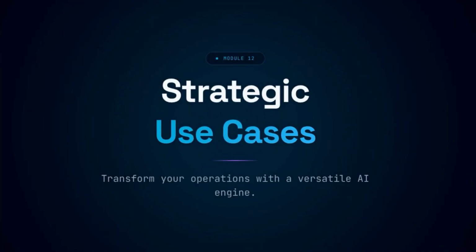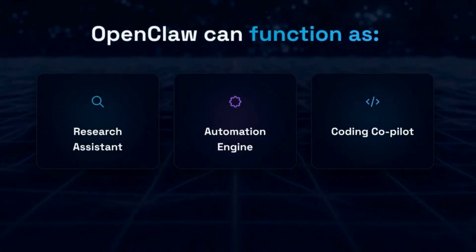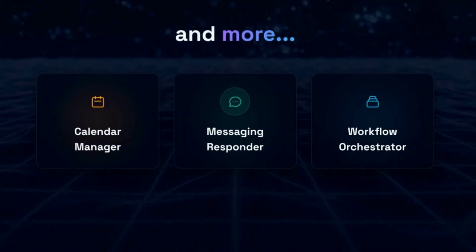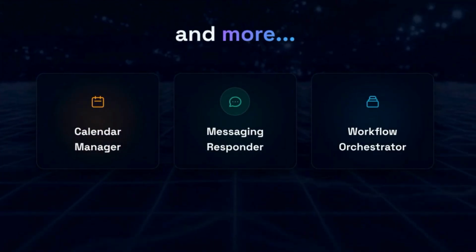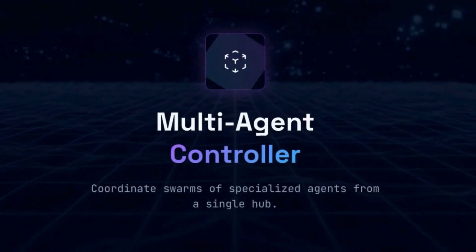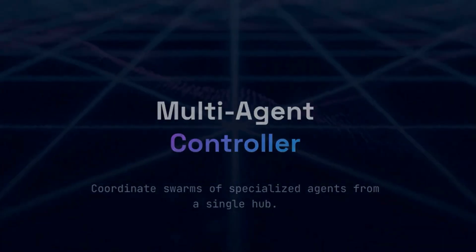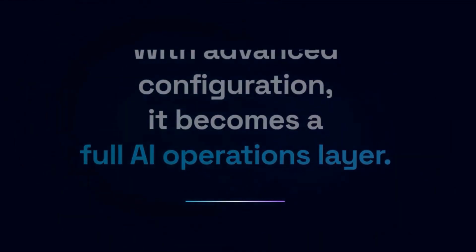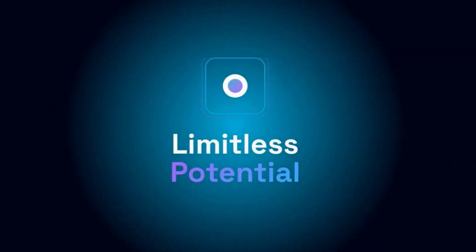OpenClaw supports powerful strategic use cases. It can operate as a research assistant, automation engine, coding copilot, calendar manager, messaging responder, workflow orchestrator, or even a multi-agent controller. With advanced configuration and skill expansion, it evolves beyond a simple assistant. It becomes a fully customizable AI operations layer, capable of managing tasks, coordinating systems, and supporting complex workflows directly from your own infrastructure.